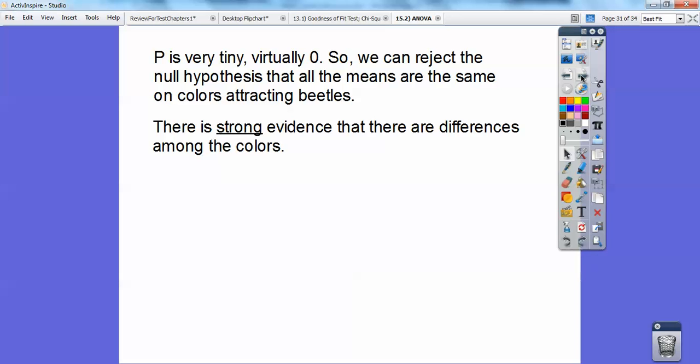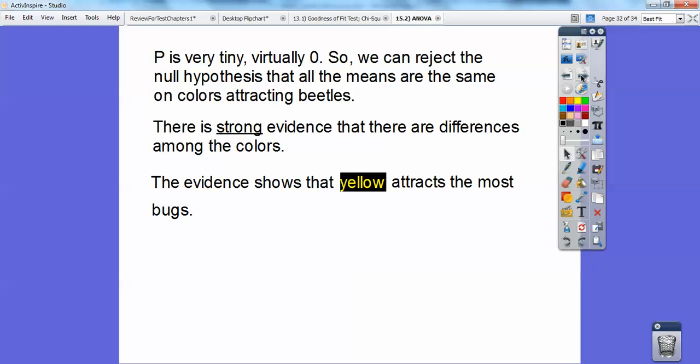There's strong evidence that there's a difference among the colors, and I can see that the evidence shows that yellow seems to attract the most bugs.